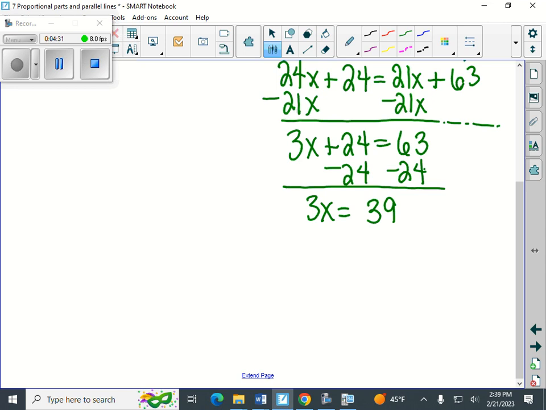Type it into Desmos, type it in your calculator if you need to. And then lastly, we can divide both sides by 3, and we end up with x equals 13.